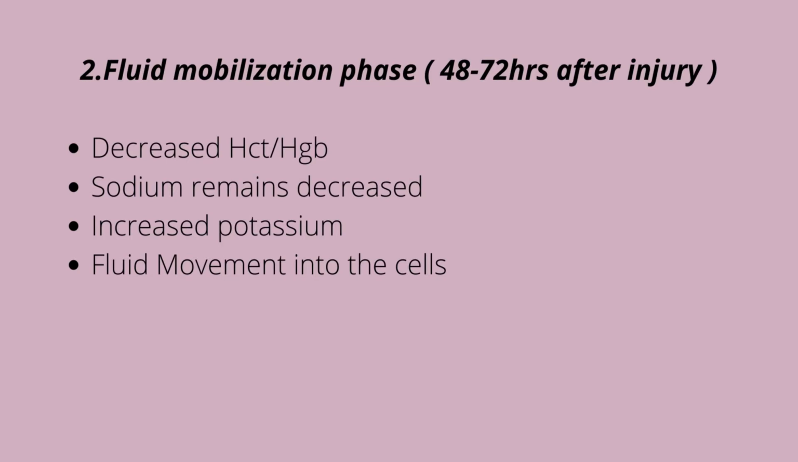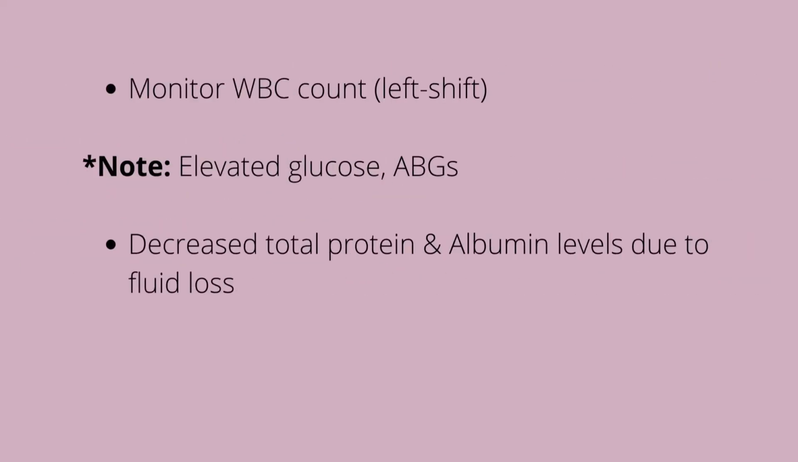They will have decreased hematocrit and hemoglobin levels due to interstitial fluid moving back into the vascular space. And then the sodium remains decreased, and we'll have an increased potassium due to renal loss and fluid movement into the cells. For this patient, we'll also monitor the white blood cell count. The initial increase, then there will be a decrease with a shift to the left. They'll also have some elevated glucose due to the stress response.